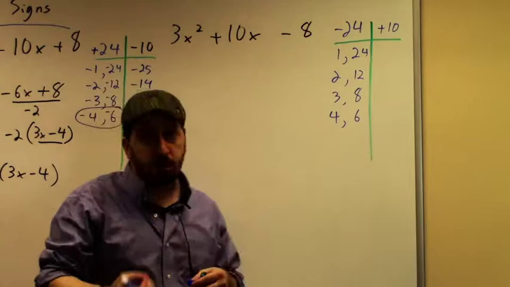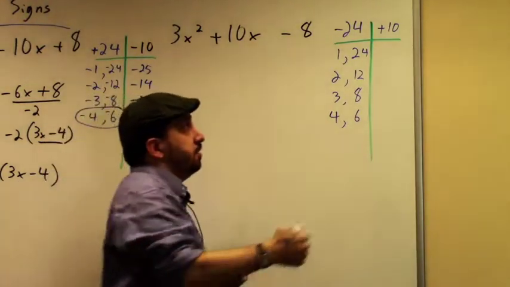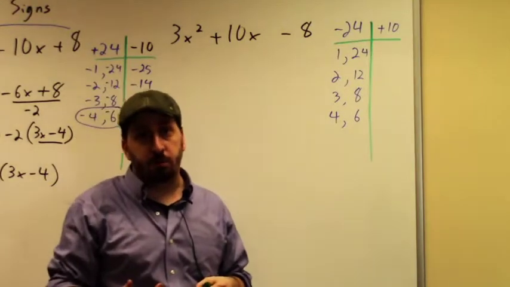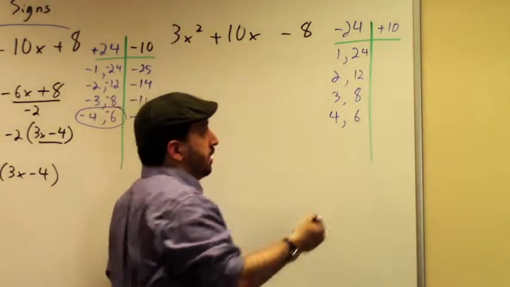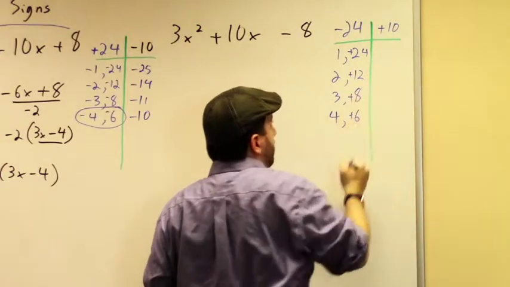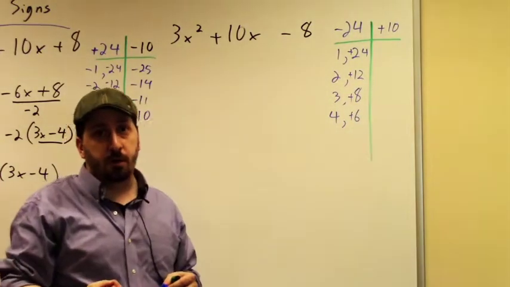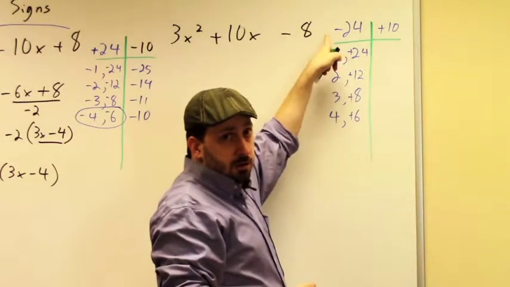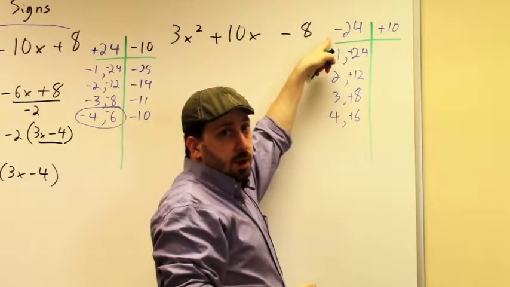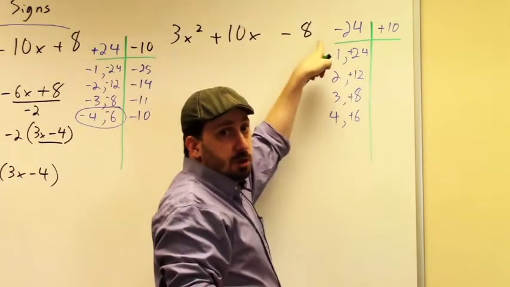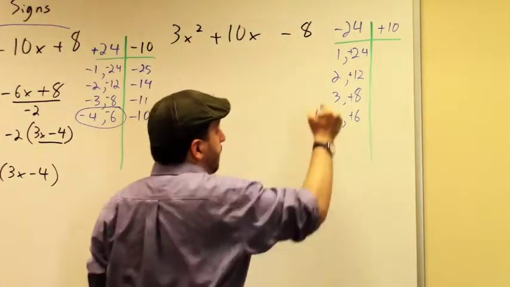Now, in this case, because my 10 is positive, my larger term has to be positive. Okay, which means that the 24, the 12, the 8, and the 6 all have to be positive. Because my 24 here is negative, that means that one of them has to be negative. In this case, because the larger one has to be positive, the smaller one is going to be negative.